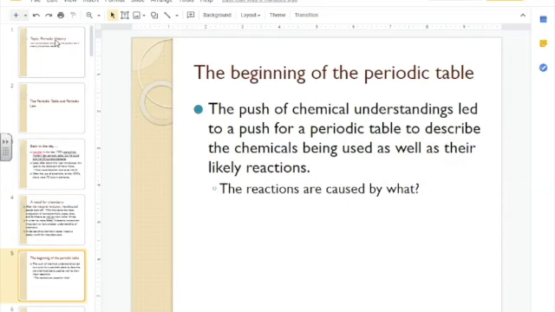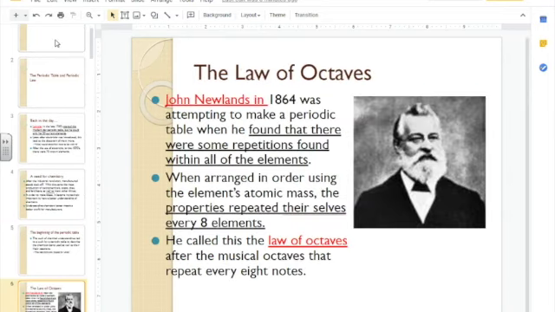So in the beginning of the periodic table, the push of chemical understanding led to a push for a periodic table to describe the chemicals being used, as well as their likely reactions, or who they would react with. The reactions are caused by electrons that are found outside the nucleus of the atom. So that brings us to our second person, John Newlands. He found that there were some repetitions with all of the elements, that every so often they behave the same. Well, that brings us to the law of octaves, which is where properties repeat themselves every 8 elements.